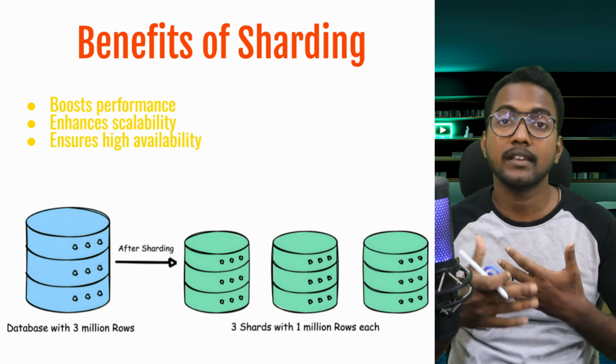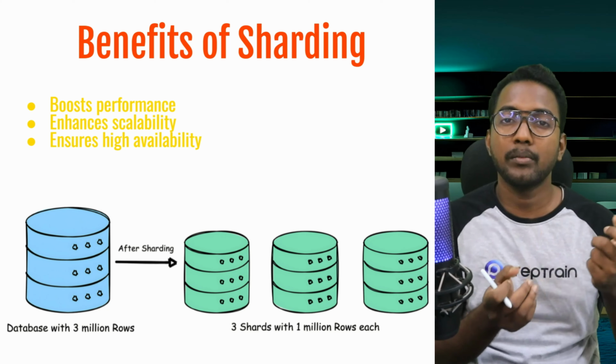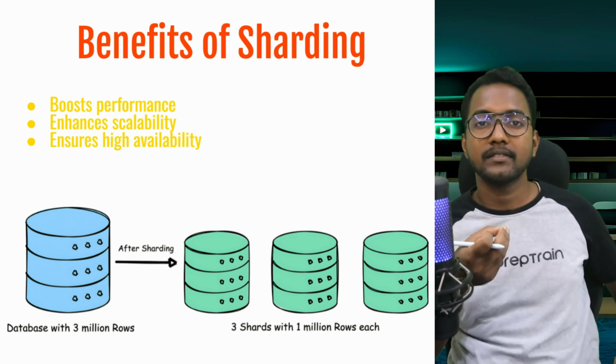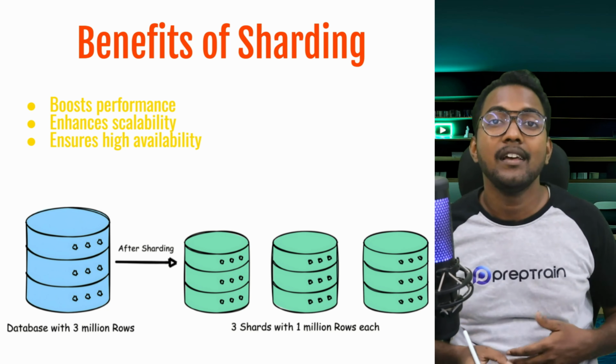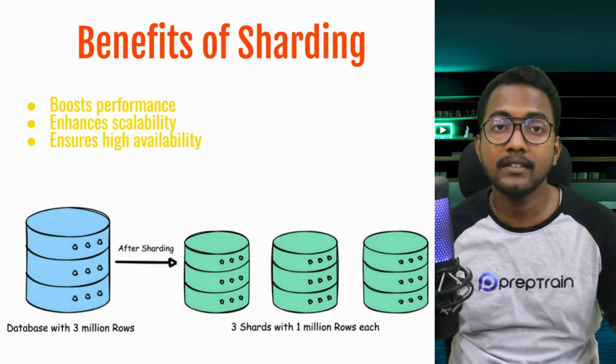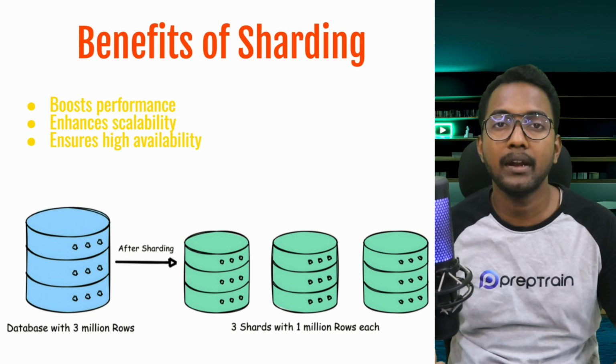Secondly, it also enhances scalability. So horizontal scaling is possible as more shards can be added to the system to accommodate growth. This is particularly beneficial for applications experiencing exponential data growth. It also ensures high availability. So even if one shard fails, the rest of the system continues to operate, minimizing downtime and maintaining services.